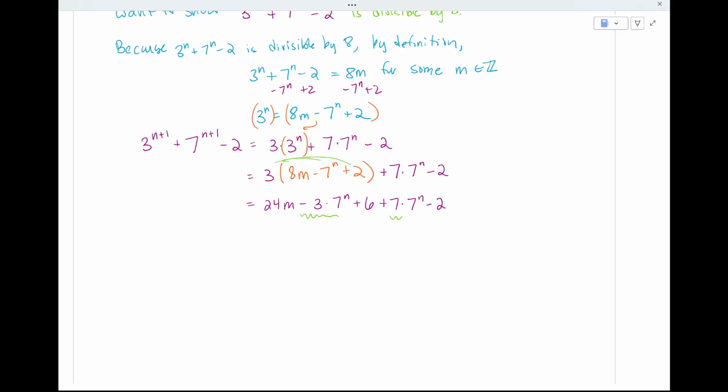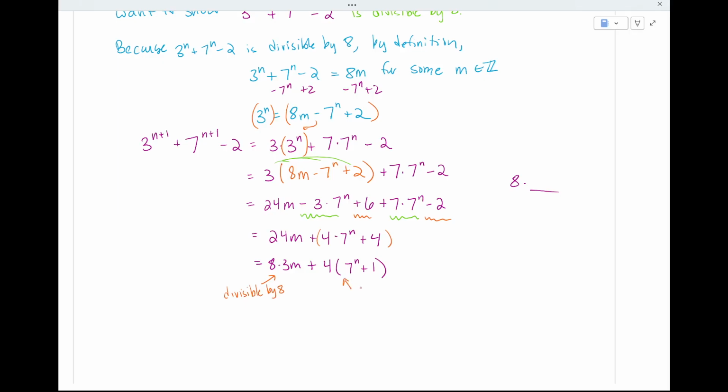Let's see, this is a like term with that, 3 and 7. This is a like term with this. So I've got 24m minus 3 and 7 is plus 4 times 7 to the n plus another 4. Okay, so I'm looking for things that I can write as 8 times something. So I can write 24 as 8 times 3, 8 times 3m. I can factor a 4 out of these last two terms, and write that as 7 to the n plus 1. So this term right here is already divisible by 8.